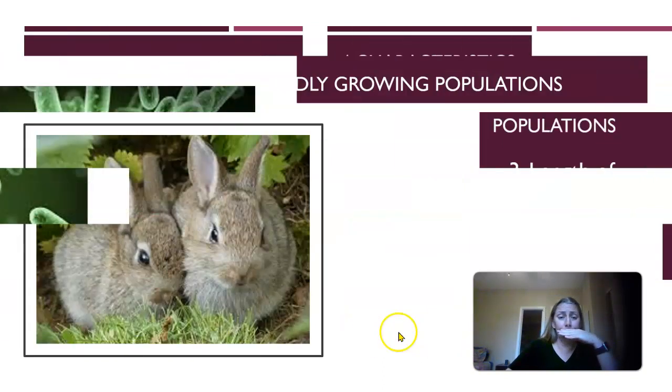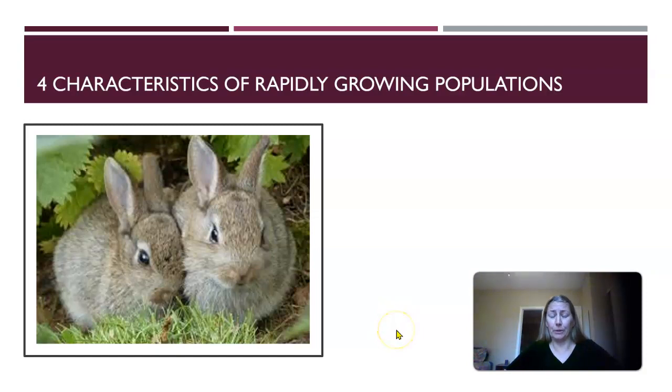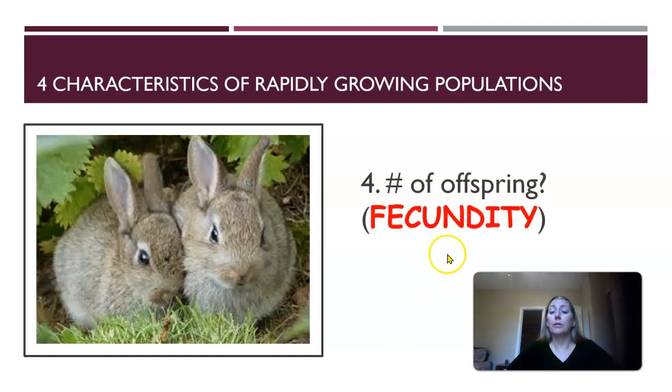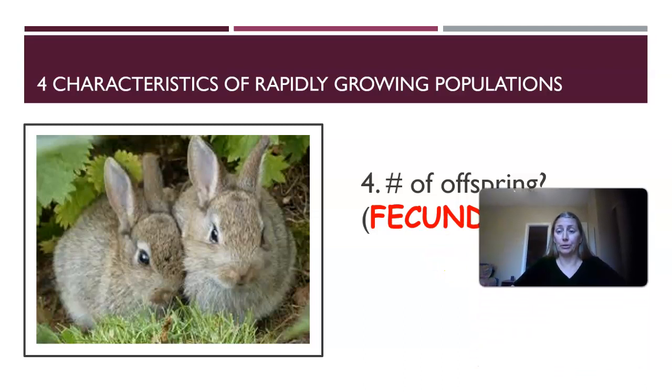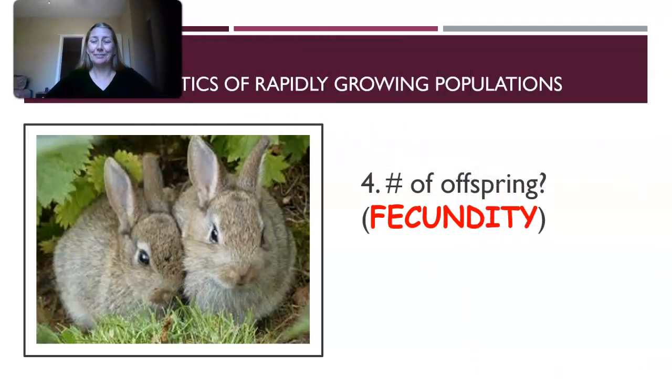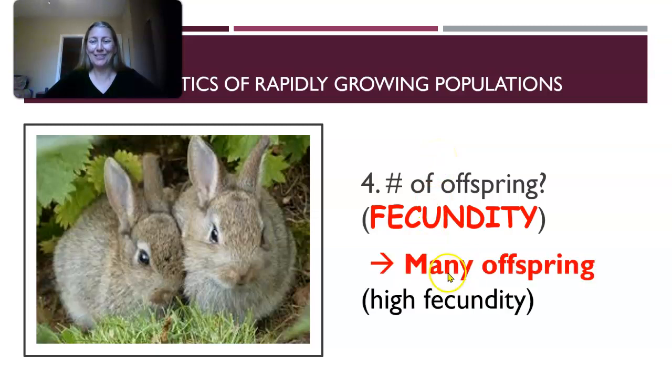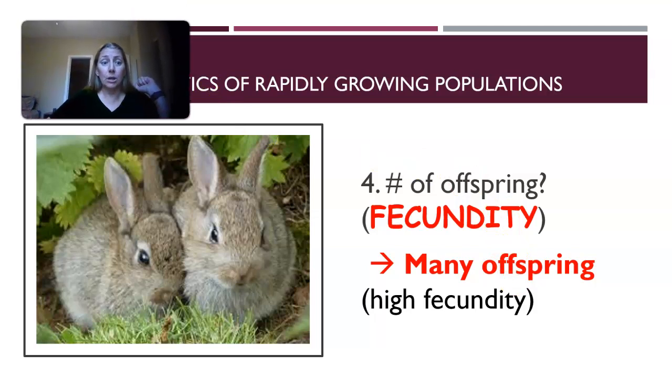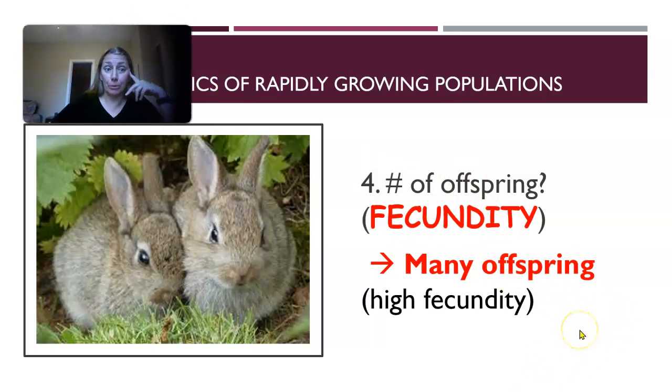And then lastly, my fourth and final characteristic of a rapidly growing population, the number of offspring that are being produced by these organisms. The general term for the number of offspring being produced is fecundity. So do organisms have high fecundity or low fecundity if it is a rapidly growing population? If you said high fecundity, you are correct. So lots of babies. And so these are just 4 very broad characteristics that are going to result in a rapidly growing population.